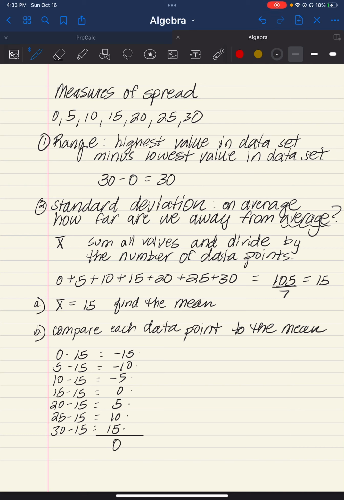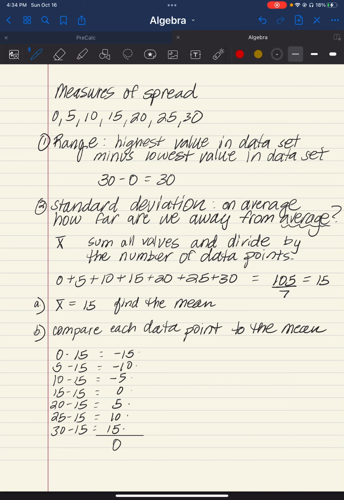It's kind of saying, if everyone had the same, how much would they have? Well, they'd all have 15. Some would have more, some would have less. But in the end, they'd be 0 away from 15. So this is a problem. We can't add them all up to find, on average, how far the points are away from average.